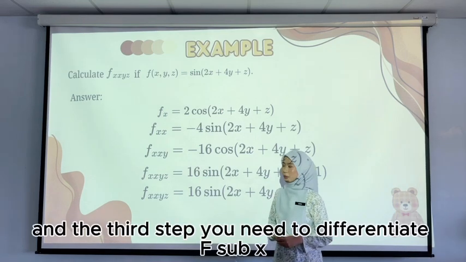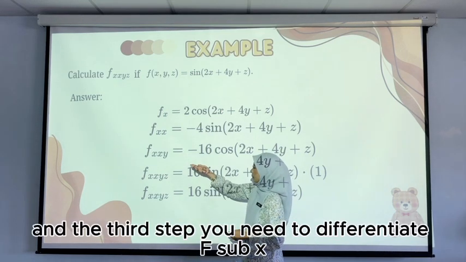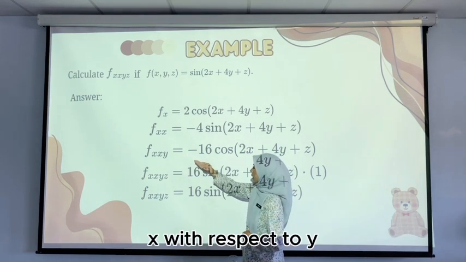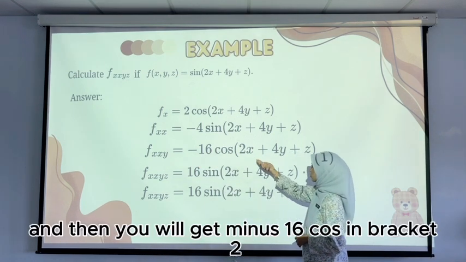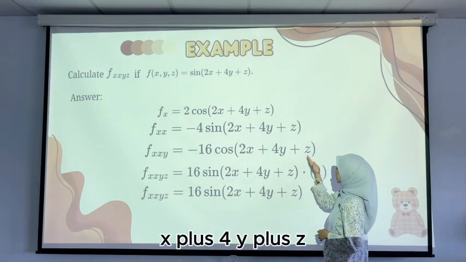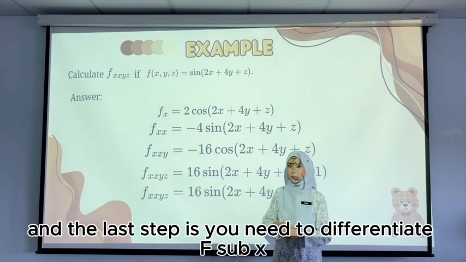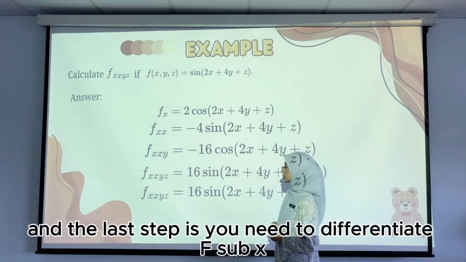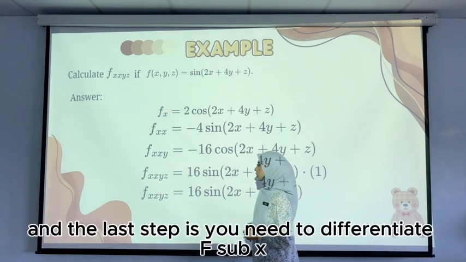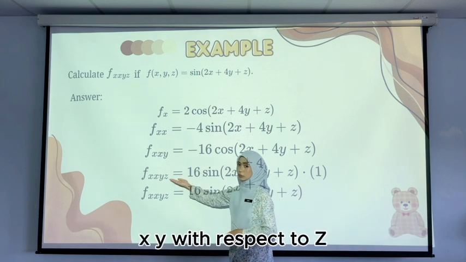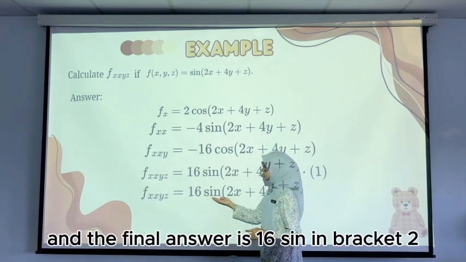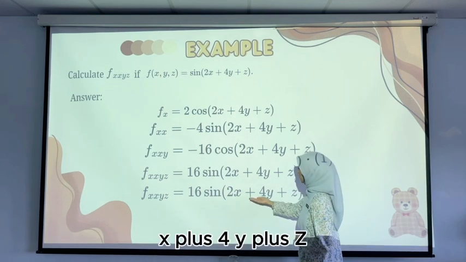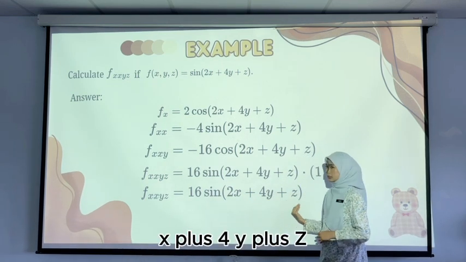And the third step, you need to differentiate f sub x with respect to y, and then you will get minus 16 cos in bracket 2x plus 4y plus z. And the last step is you need to differentiate f sub xy with respect to z. And the final answer is 16 sine in bracket 2x plus 4y plus z.